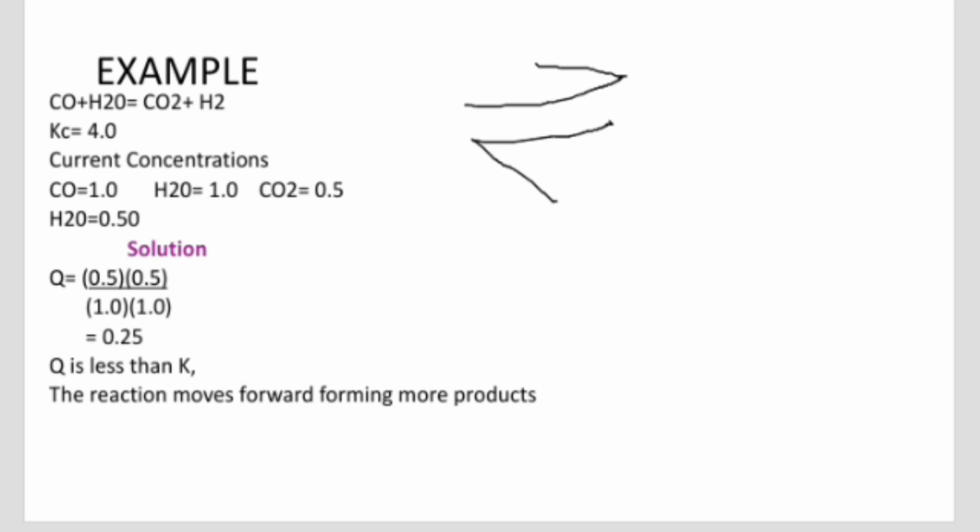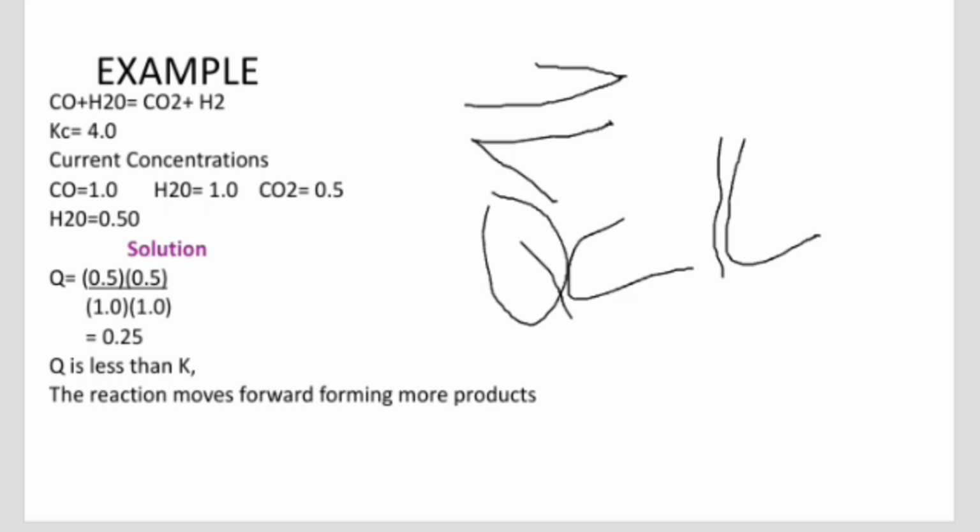Kc. Now, as you can see, I've already calculated it there, which is the products CO, which is 0.5 times 0.5 over 1.0 times 1.0. The answer is 0.25. Now, if you compare this 0.25, it is less than the 4, which is the equilibrium constant. Just as I said, this Q is less than K. And when Q is less than K, it means the reaction moves forward, forming more products.